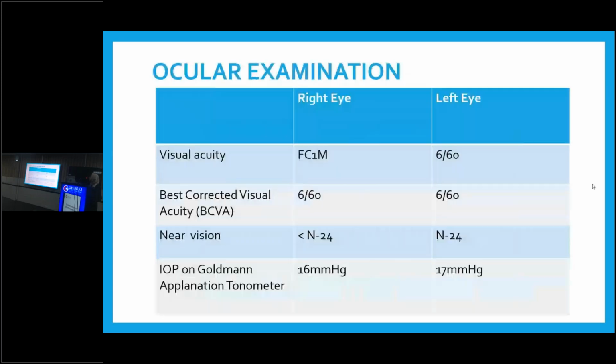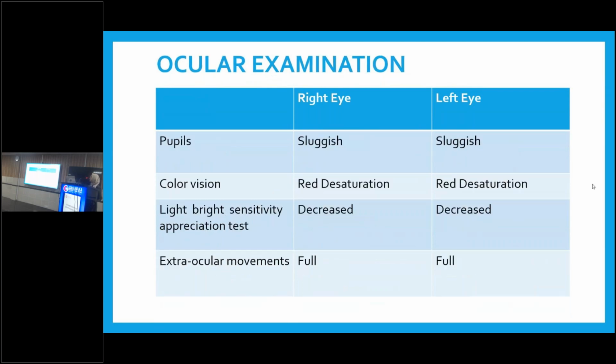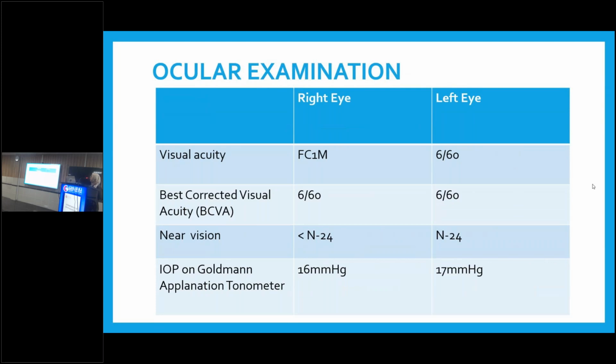In her ocular examination, her visual acuity was finger counting 1 meter in the right eye and 6/60 in the left eye. Her best corrected visual acuity was 6/60 in the right eye, while there was no improvement in the left eye. Her near vision was less than N24 in the right eye, while it was N24 in the left eye. Her intraocular pressure on Goldmann applanation tonometer was 16 millimeter of mercury in the right eye and 17 millimeter of mercury in the left eye.